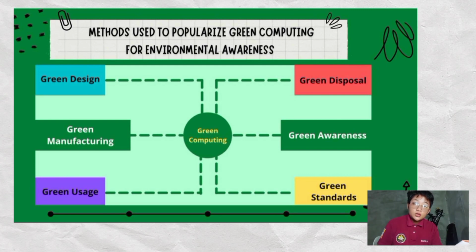Second to the last is green usage. It is minimizing the electricity consumption of computers and their peripheral devices and using them in an eco-friendly manner. Last is green standards. It aims to maximize energy efficiency and minimize environmental impact in the ways computer chips are designed. Then let's proceed to the advantages and disadvantages of green computing.